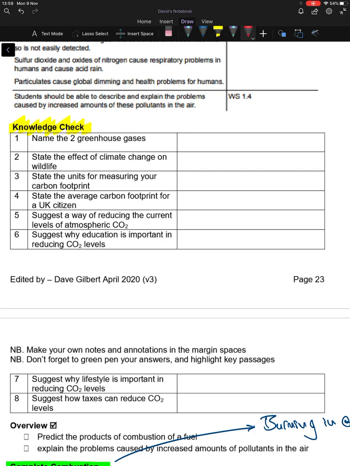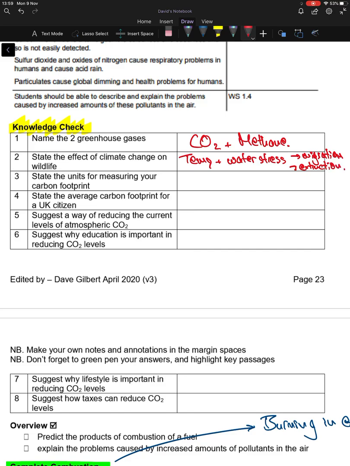Right, hopefully you've had a go at those questions, so if you could just mark them or green pen them as we go through. Name 2 greenhouse gases, CO2 and methane. State the effect of climate change on wildlife, so it can cause temperature and water stress, which can often lead to migration, or sometimes in extreme cases, extinction.